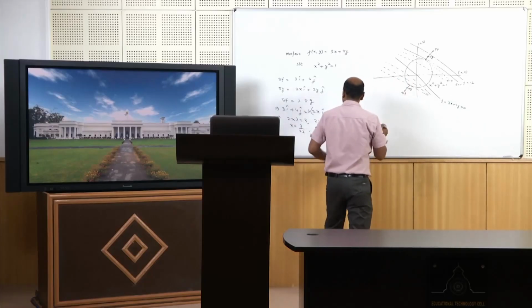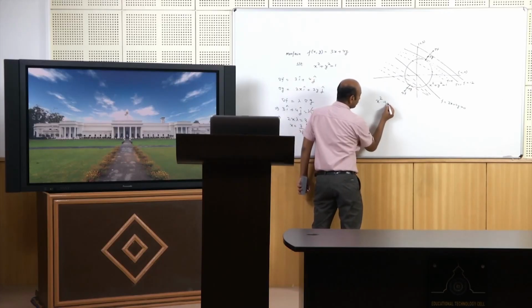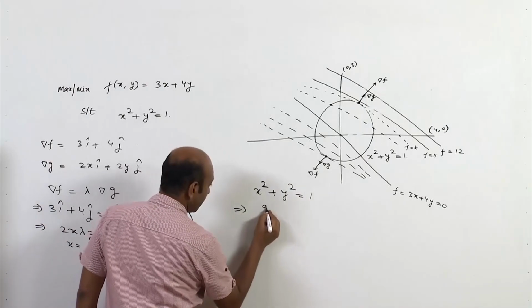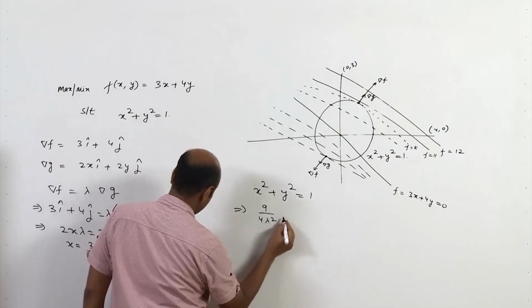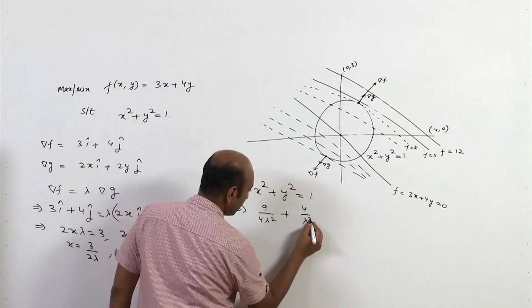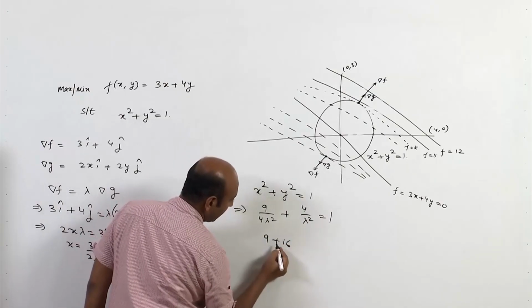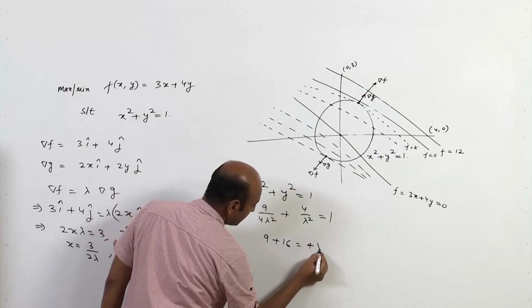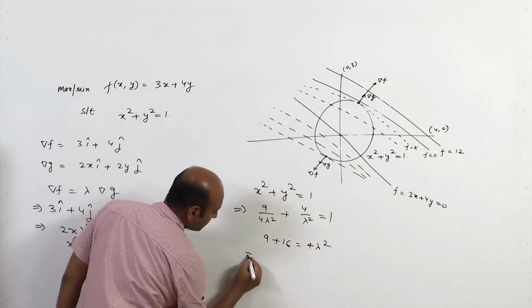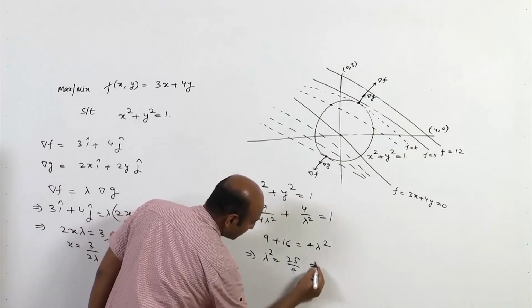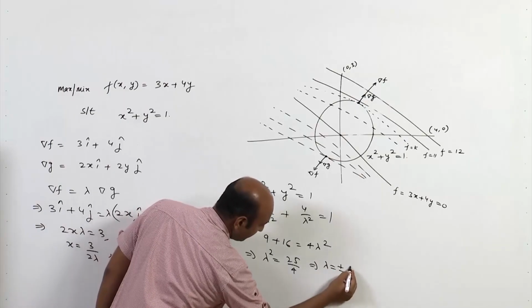So, when you take x square plus y square equal to 1, this implies 9 by 4 lambda square plus 4 by lambda square will be equal to 1. This means 9 plus 16 will be equal to 4 lambda square, and this implies lambda square equals 25 by 4, which implies lambda is equal to plus minus 5 by 2.